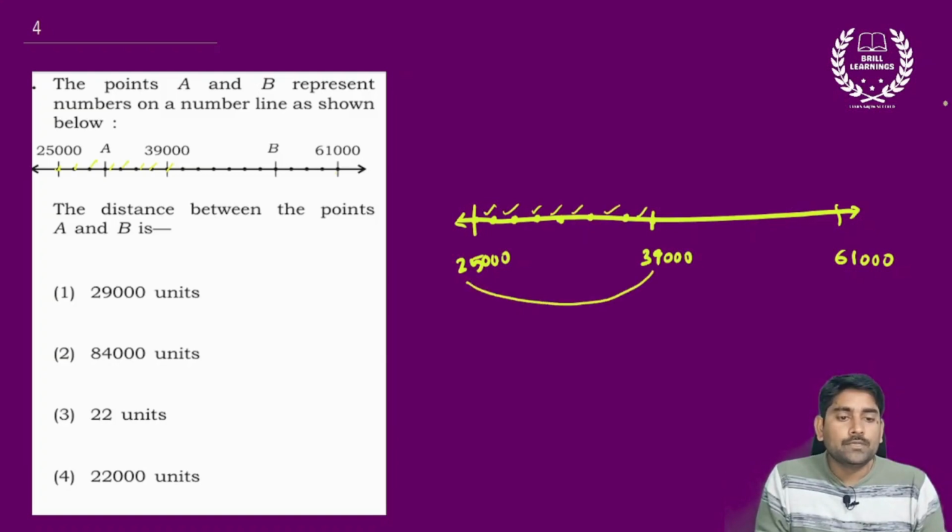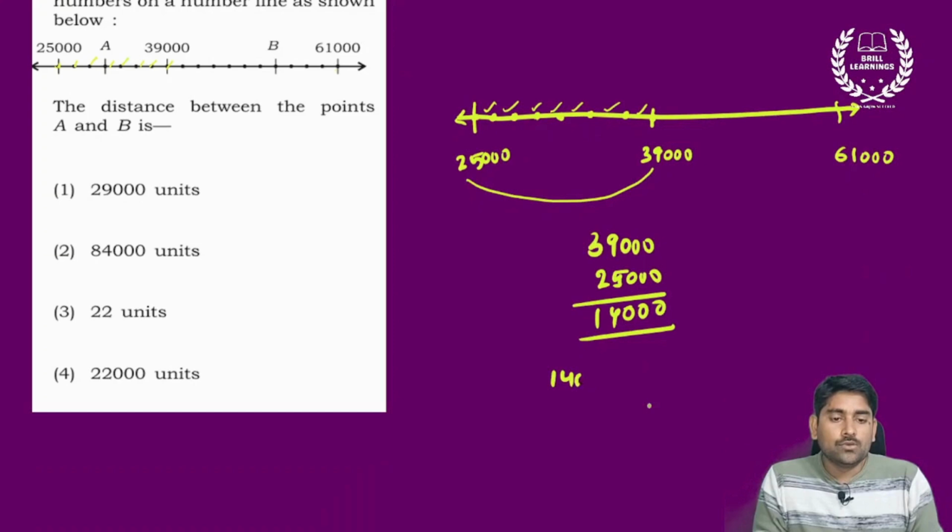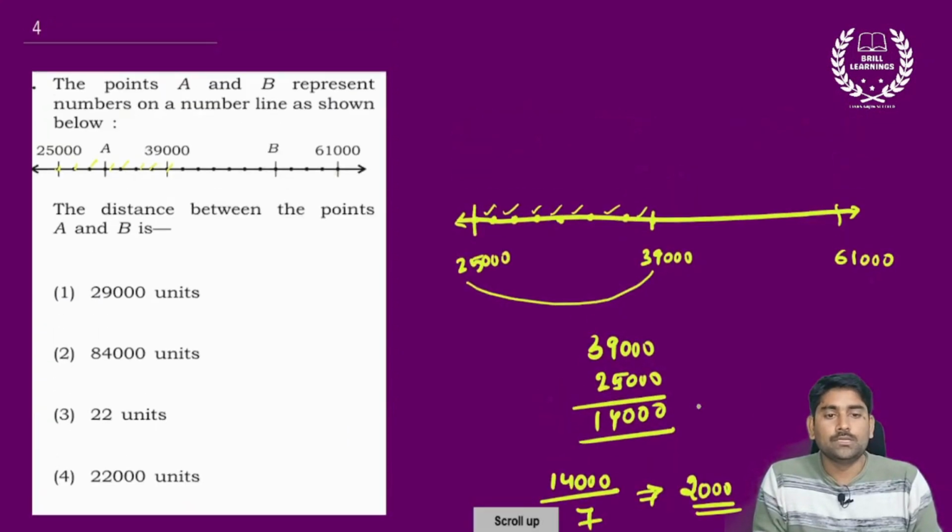First take the difference of these two numbers. 39,000 minus 25,000. 0, 0, 0, 4, 1. 14,000. Divide this 14,000 by 7 gaps. So that we will get each gap. Each gap is 2,000 here.